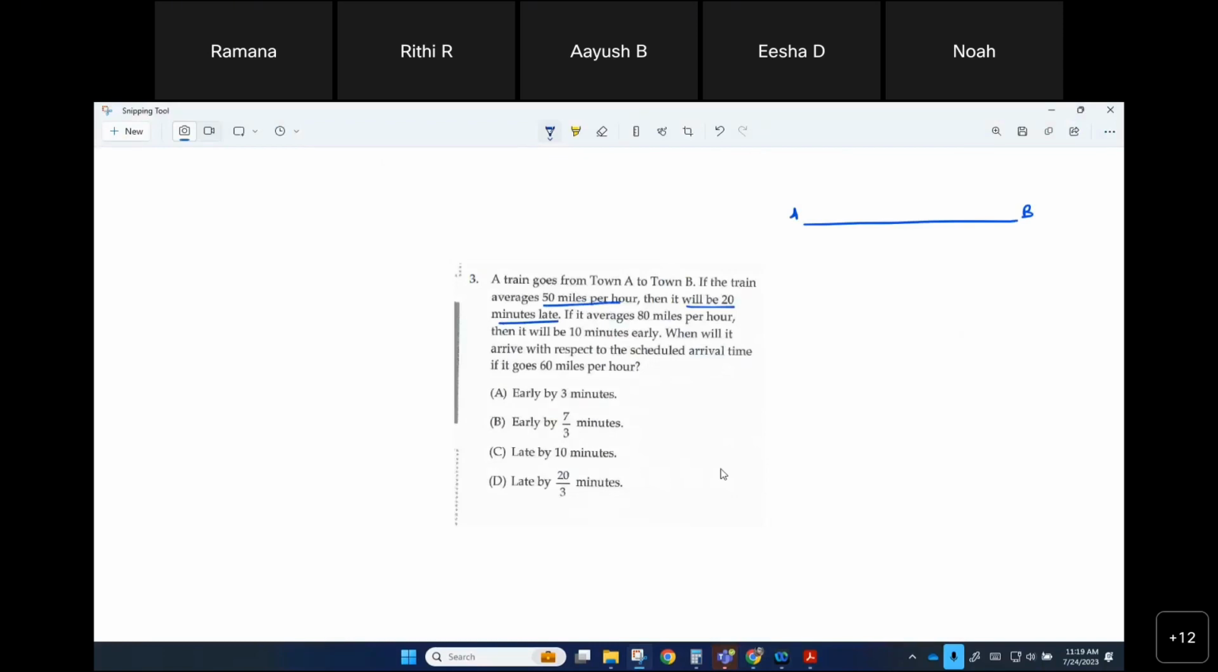We don't know the distance. Let's say it is traveling d miles at s miles per hour, and t hours is the time taken. You know the formula, right? Speed is distance over time, miles per hour.